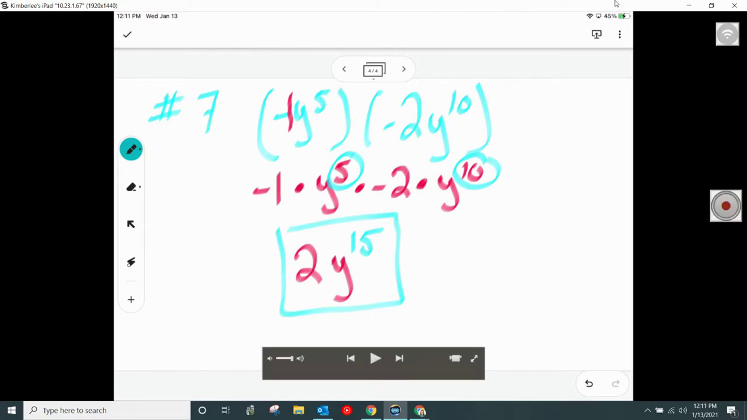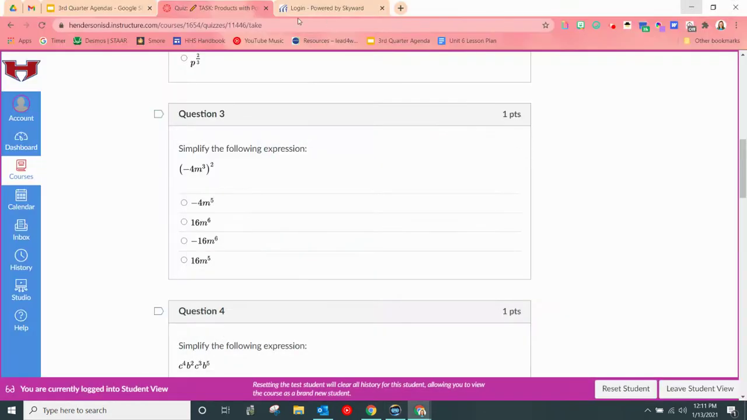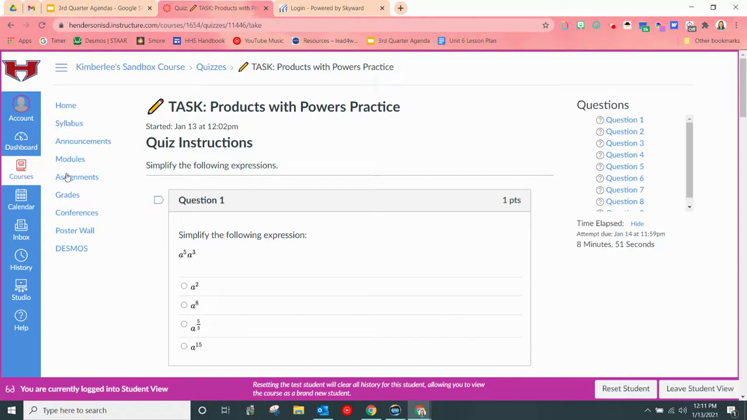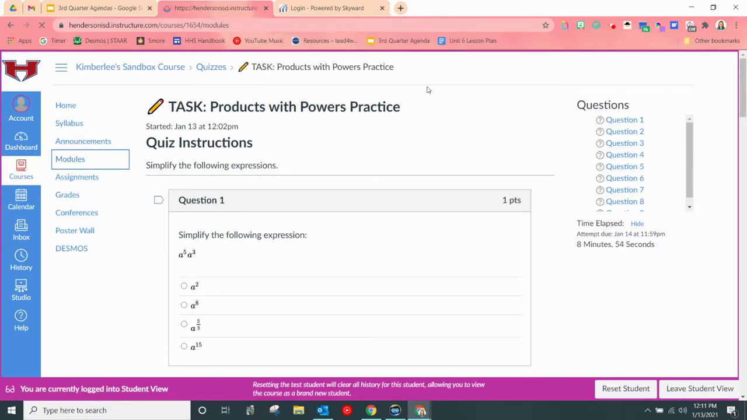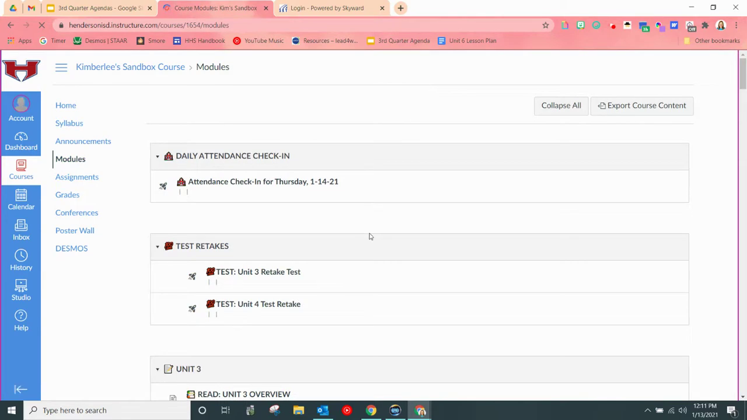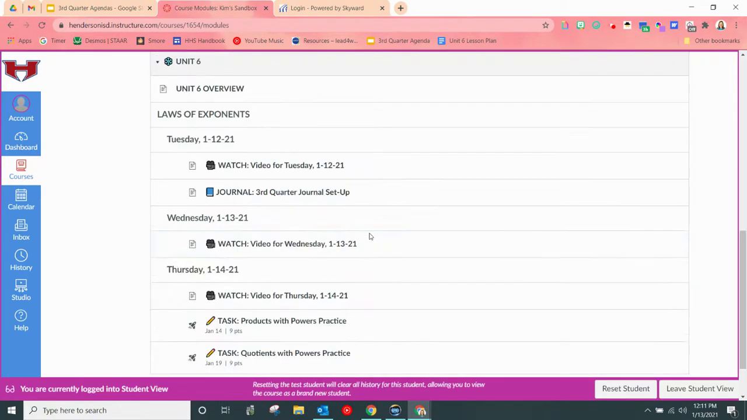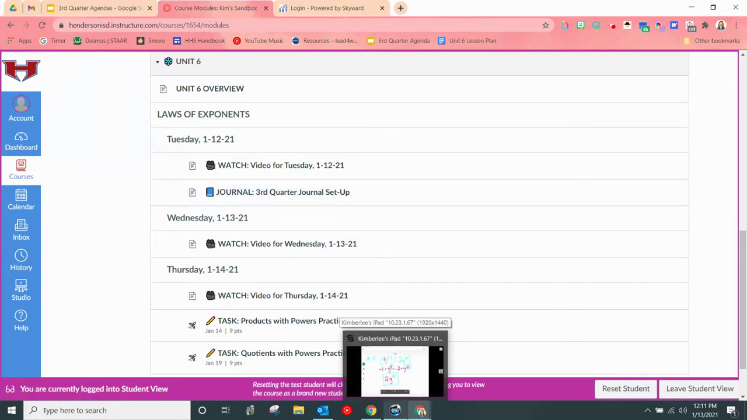Okay, so now I'm going to go over some notes with you. So let me come back over here to the modules page, because I want to remind you where we're getting these notes from, right? So these are the notes. Here we go. Right here on Tuesday. Third quarter journal setup. So if you click that and make a copy of that file, that's where I'm getting these notes from. So let me pull those up over here.